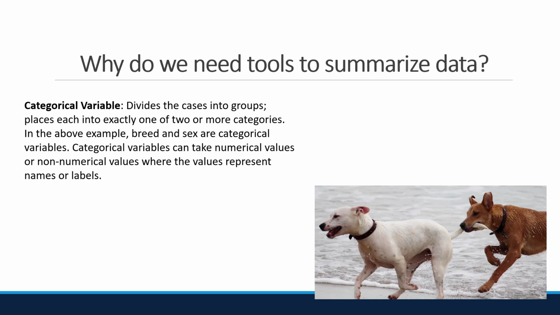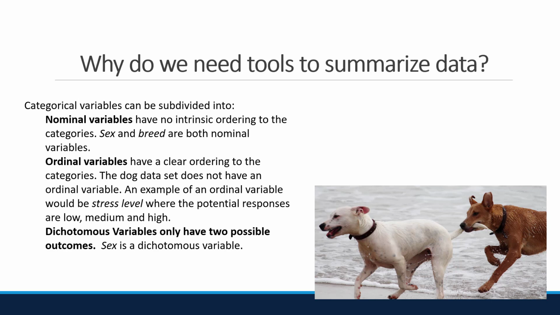Categorical variables can be subdivided into nominal variables, which have no intrinsic ordering to the categories. Sex and breed are both nominal variables. Ordinal variables have a clear ordering to the categories. The dog data set does not have an ordinal variable. An example of an ordinal variable would be stress level, where the potential responses are low, medium, and high. Dichotomous variables only have two possible outcomes. Sex is a dichotomous variable. Note that nominal and ordinal variables can also be dichotomous.